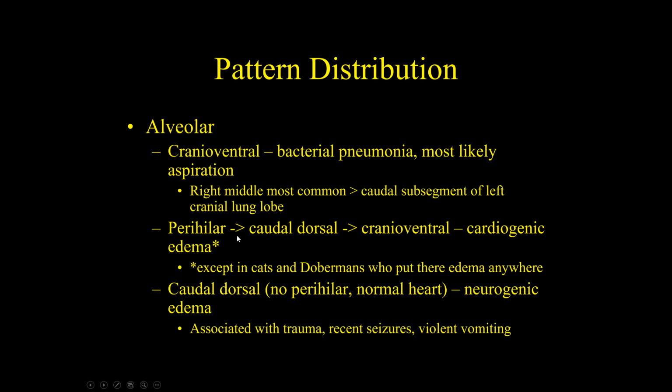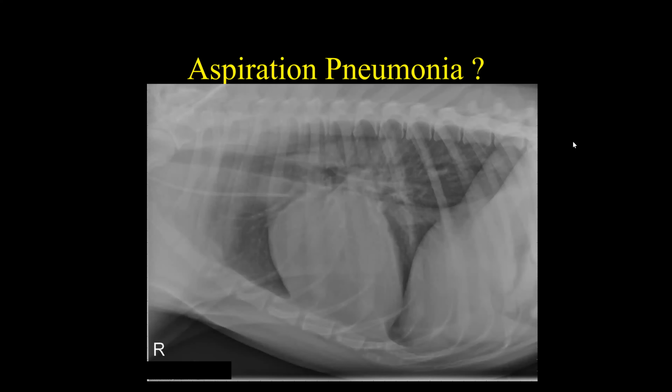If the alveolar pattern is caudal dorsal or in the perihilar region, so right around the tracheal bifurcation, then most of the time it's going to be some type of edema. If the left atrium is also big, now remember we talked about last time in the cardiac lectures, where does the left atrium live? It causes a big bulge in dogs right here. And so if the left atrium's big and you have alveolar infiltrates coming from this perihilar region that radiate out into the caudal dorsal lung fields, most of the time that's going to be cardiogenic edema. So he's getting pulmonary edema due to heart failure.